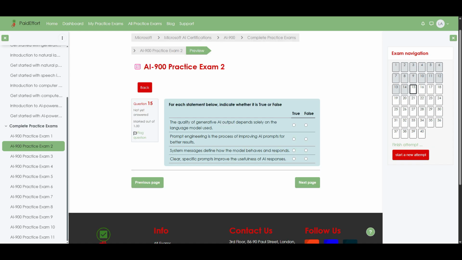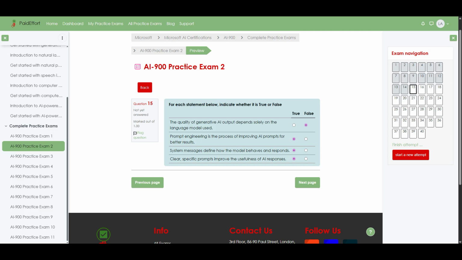For each statement below, indicate whether it is true or false. The quality of generative AI output depends solely on the language model used. False. Prompt engineering is the process of improving AI prompts for better results. True. System messages define how the model behaves and responds. True. Clear, specific prompts improve the usefulness of AI responses. True. Now let's take a moment to explain why these are the right answers.